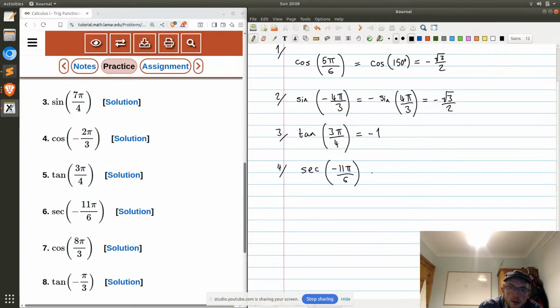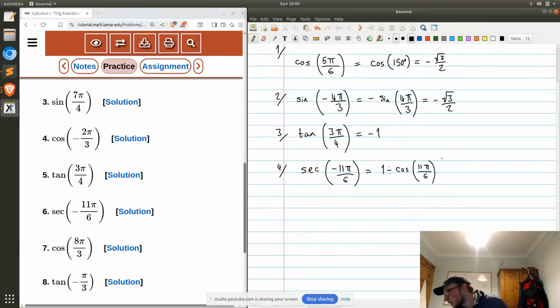Secant of negative 11 pi over 6. Well, secant is the reciprocal of cosine, and therefore it's an even function as well, and therefore it's symmetrical. And so we are going to compute 1 divided by cosine 11 pi over 6.